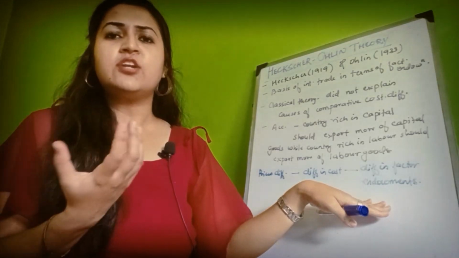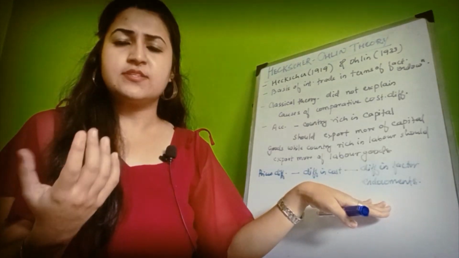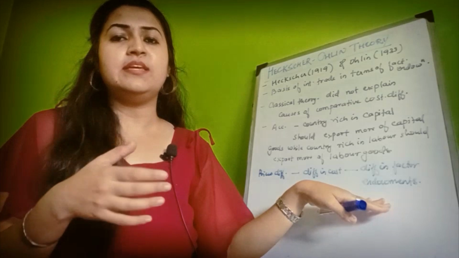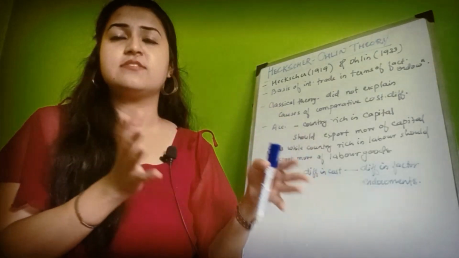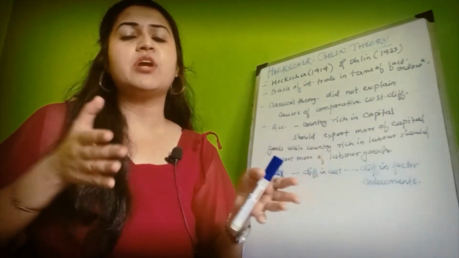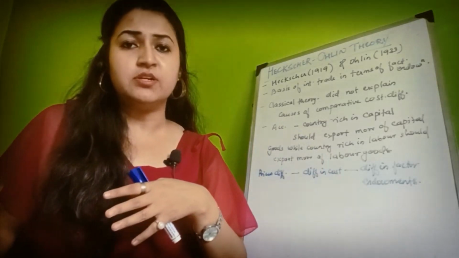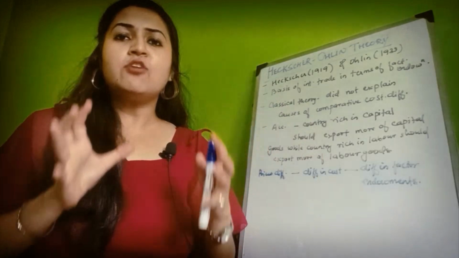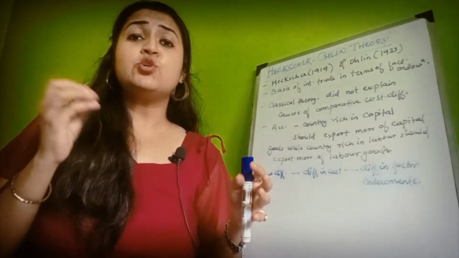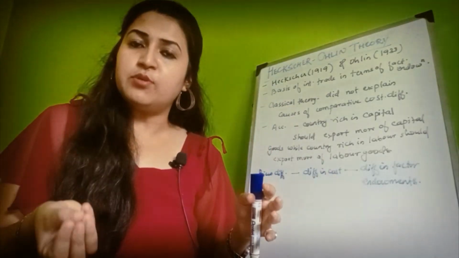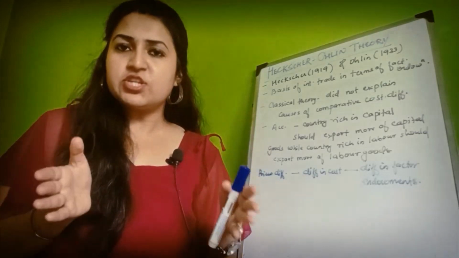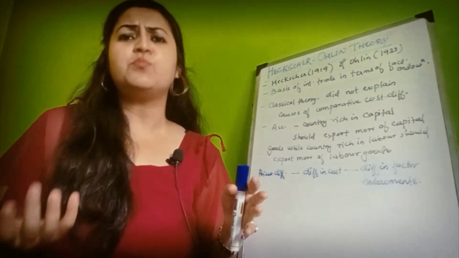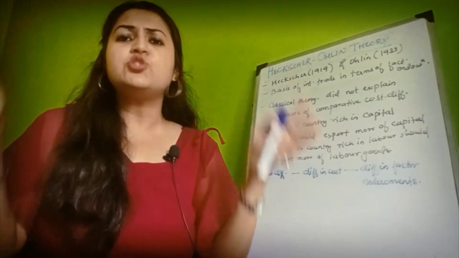Each country has different factor endowments. By factor endowments, I mean some countries are rich in capital, like they have more of capital, while some countries are rich in labor, like they have more of labor. So, if I say HO model in a nutshell, that would mean the country which has more of labor should produce and export more of labor goods, while countries which are rich in capital should produce and export more of capital goods, is what is HO model in a nutshell.